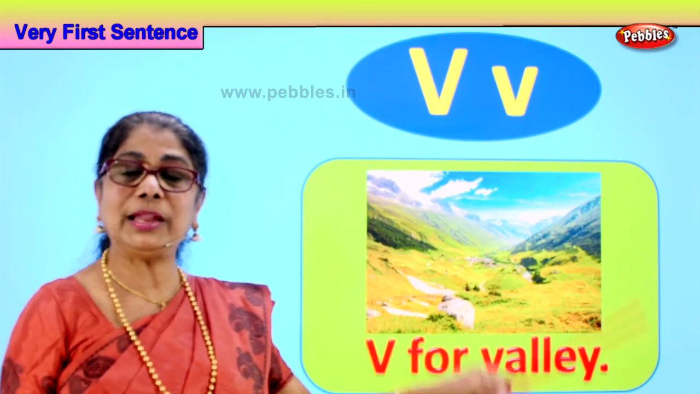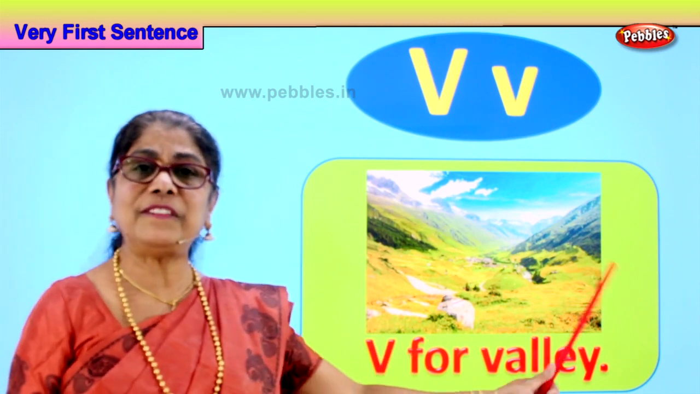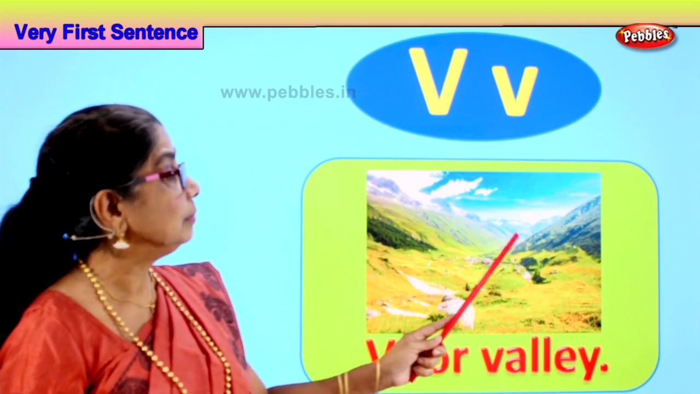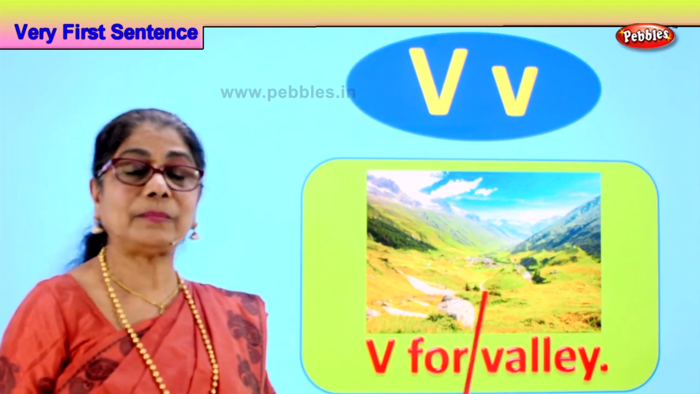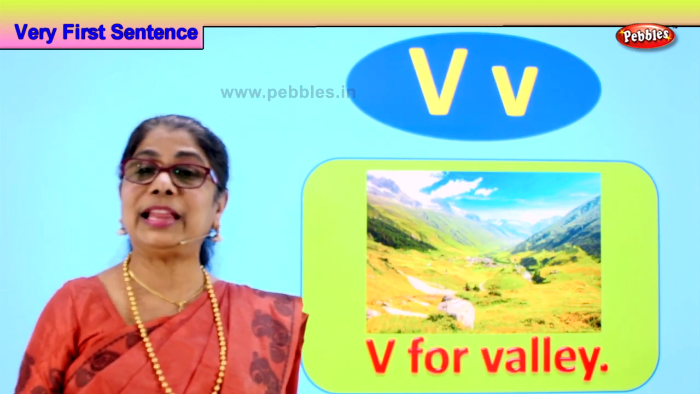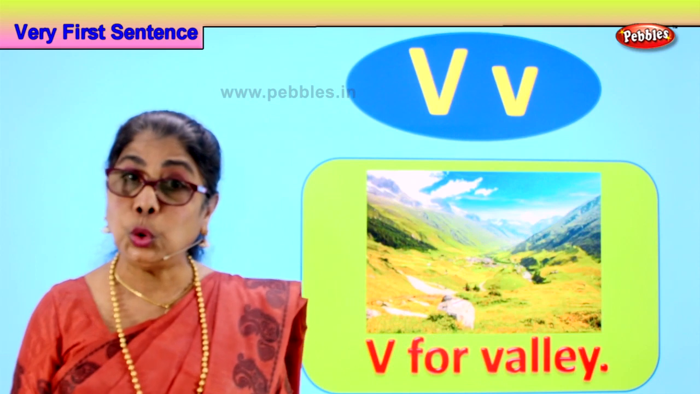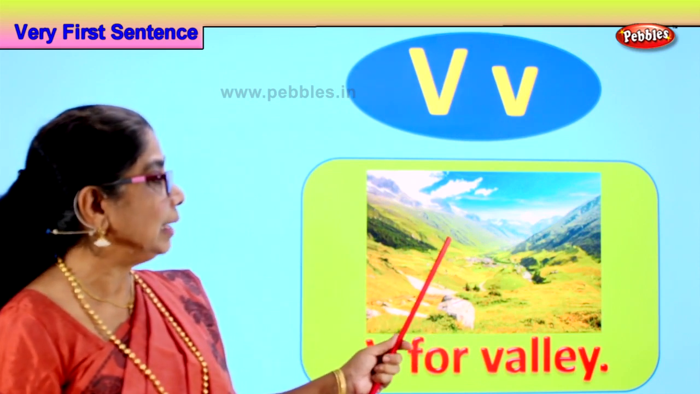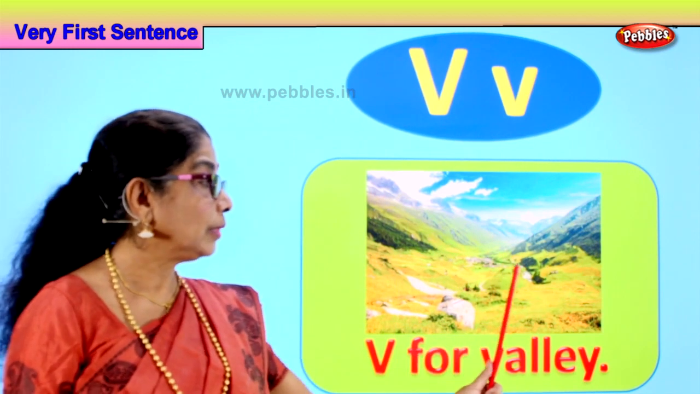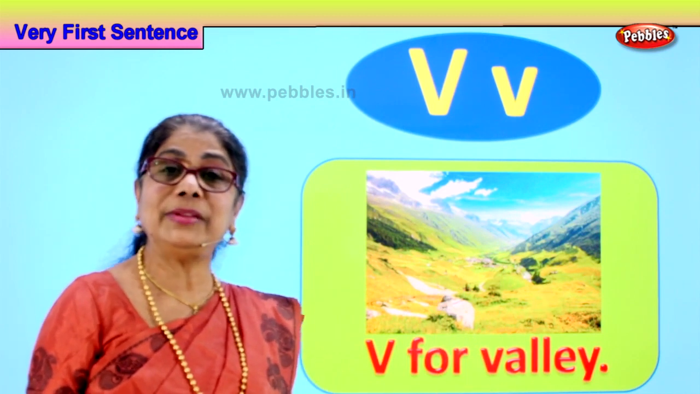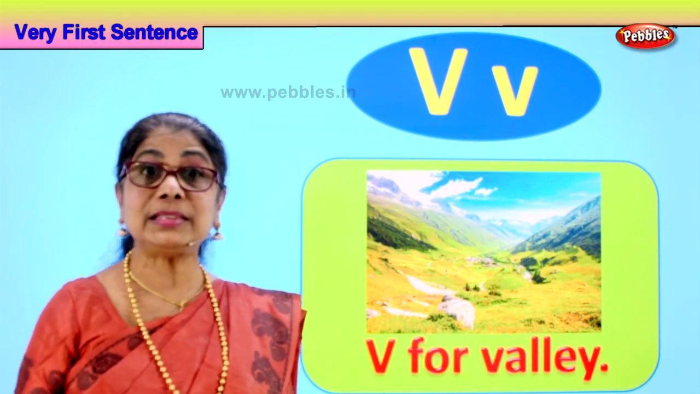Capital letter V, small letter V, sound V. What picture is this? It's a picture of a valley. There are hills here. There are two hills or mountains and the place between the hills is a plain and we call that a valley. Sometimes between the two hills, a river flows. Between the two hills or along the hills, they grow tea gardens and things like that. And down in the plain, people live in small, small houses. Valley. Alright? In the mountainous places, you find valleys.